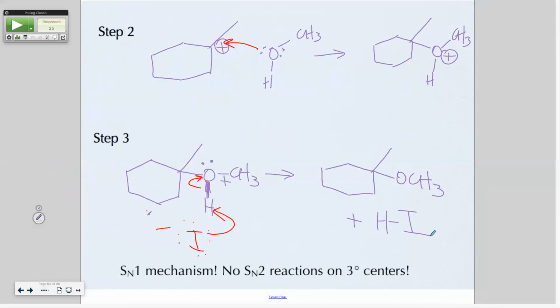Any questions? See how we're following through. Okay, now, SN2 reactions on tertiary centers.